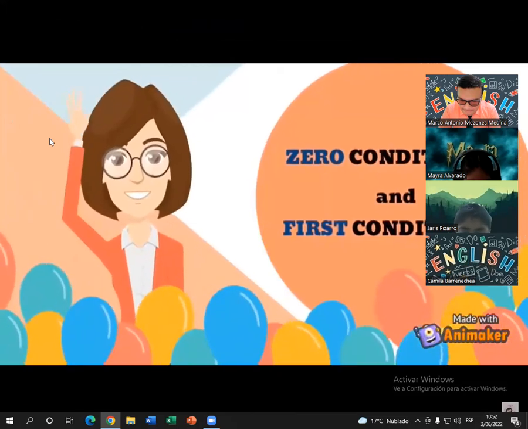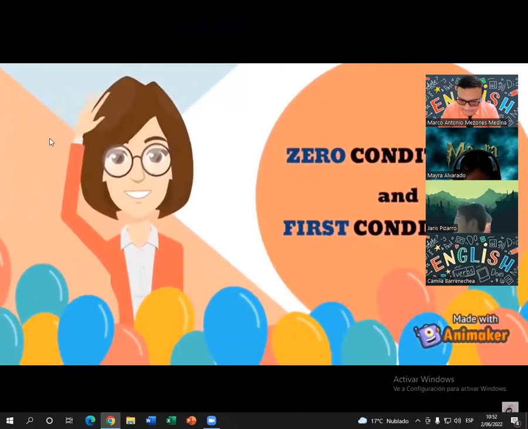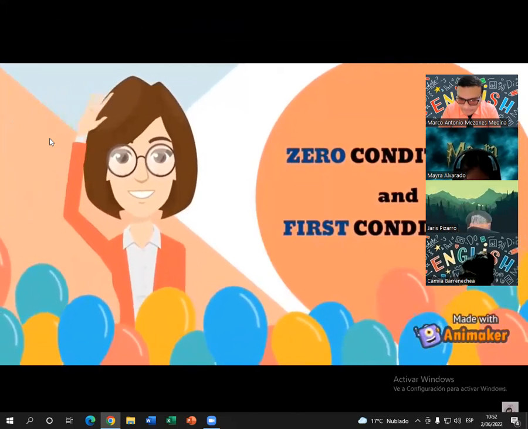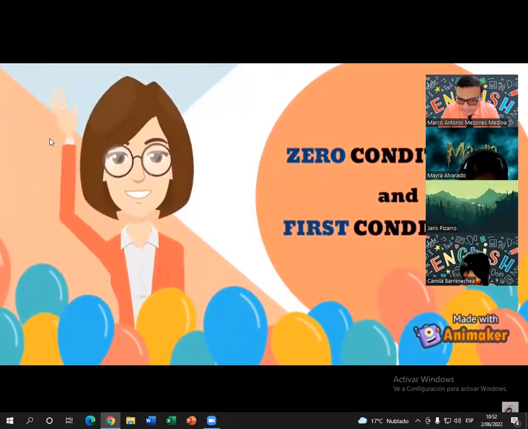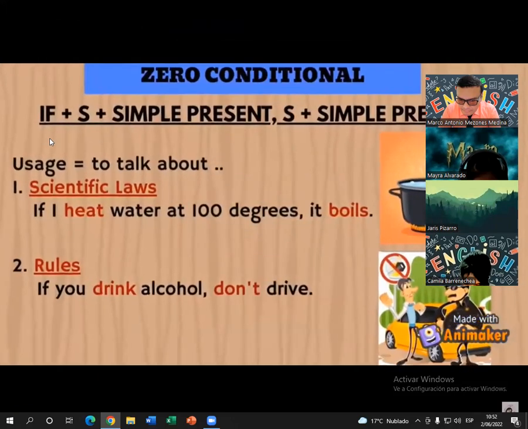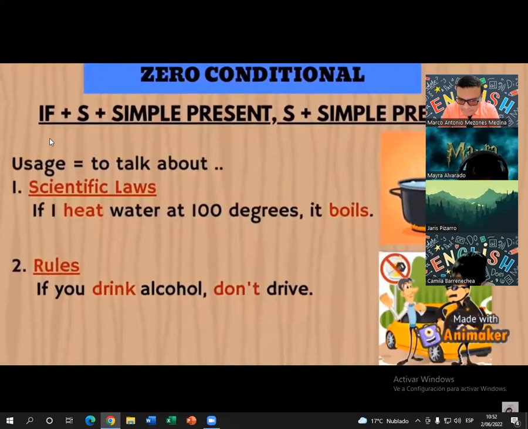Hi everyone, welcome back to my English channel. Now I'm going to talk about zero conditional and first conditional. Now let's get started with the structure of zero conditional. The structure is if plus subject plus simple present, comma, subject plus simple present.